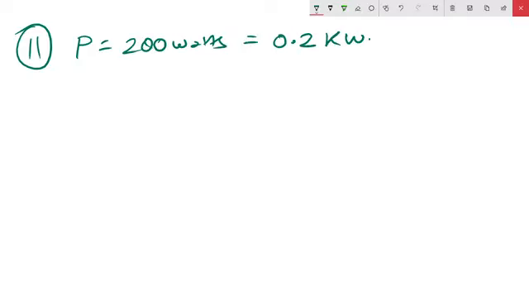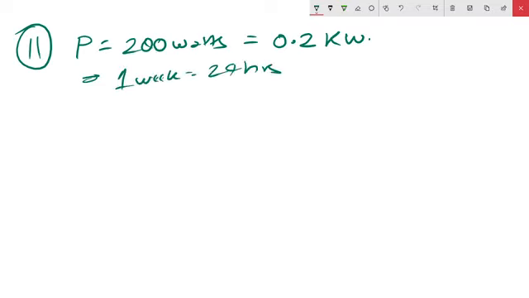In the 11th question, a fan consumes 200 watts. So the power rating of a fan is 200 watts. We'll convert it into kilowatt, that will become 0.2 kilowatt. Now they are saying electricity per hour. A person uses the fan once a week for 24 hours. So in 1 week he is using 24 hours.